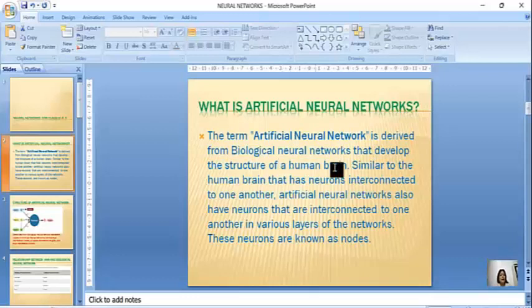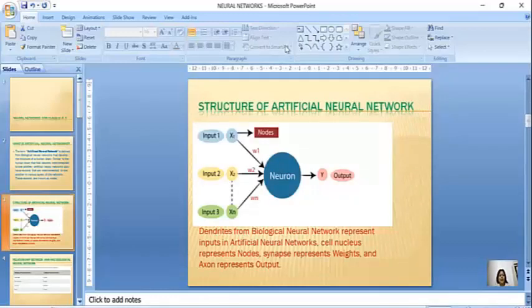Now, similar to the human brain that has neurons interconnected to one another, an artificial neural network also has neurons that are interconnected to one another in various layers of the network. These neurons are known as nodes. This is the structure of the artificial neural network. X1, X2, X3, X4 up to Xn are the nodes where the signals, the inputs, are coming. W1, W2, W3, W4 up to Wn are the weight values. This is the neuron where the outputs are coming.